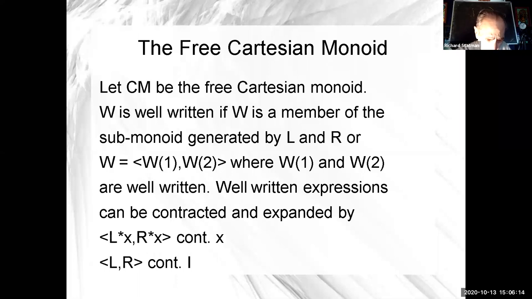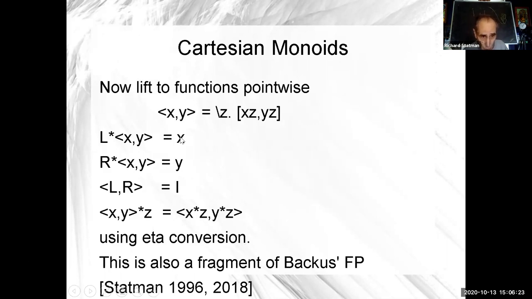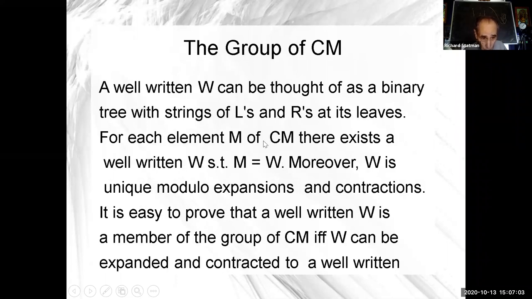What does this have to do with anything? Well, if you do a little bit of classical rewriting, you can see that two elements in the theory of Cartesian monoids are equal if and only if they can be reduced to a common normal form. That common normal form looks like one of these well-written things. The equivalence relation on well-written expressions is simply this. It's really similar to beta reductions, and this is eta equivalence of beta normal terms. That's what's going on. So a well-written expression can be thought of as a representative for each element. Moreover, W is unique modulo expansions and contractions. That's what I just said. As I say, this is an elementary exercise in rewriting using those axioms.